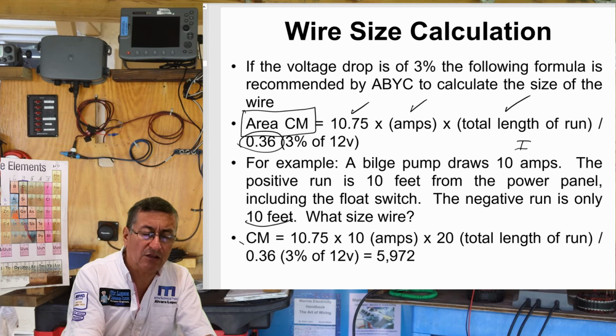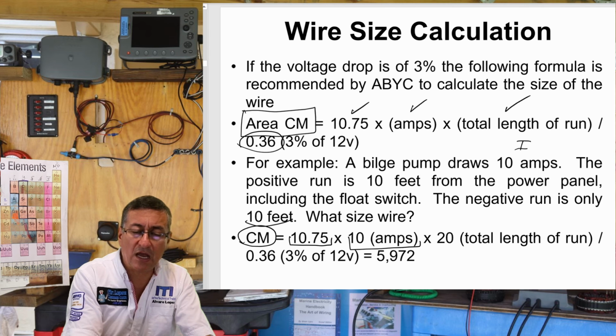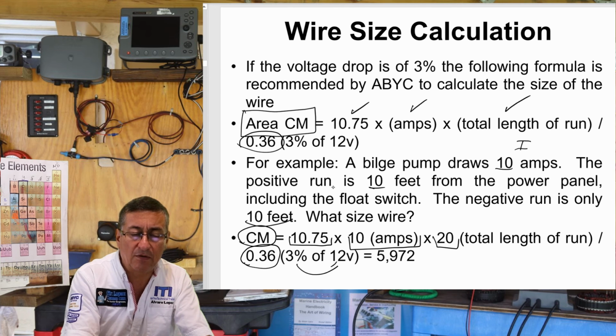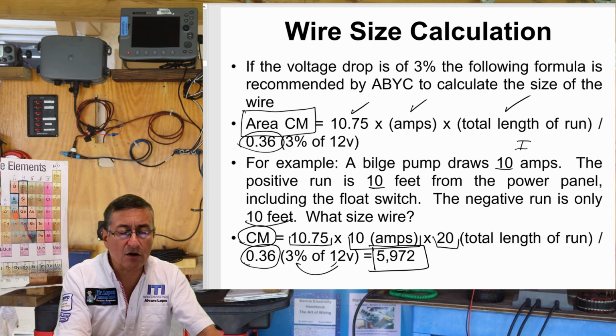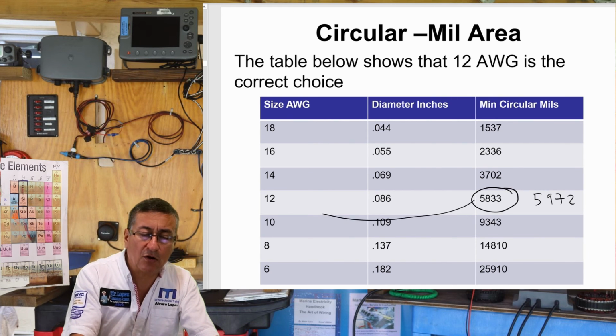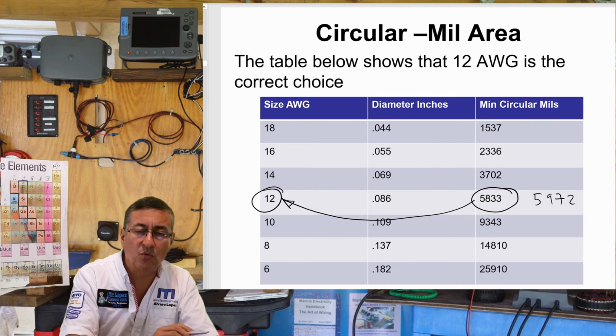Okay, let me check. The size of the wire is 10.75 times the intensity, 10 amps, times the total length, 10 and 10 is 20, times 20, and divided by 0.36 because it is the installation of a bilge pump. That's 3% of 12. That value is 59.72. If I return to the table, 59.72 is pretty close to this one. For that reason, I am going to use a cable number 12.